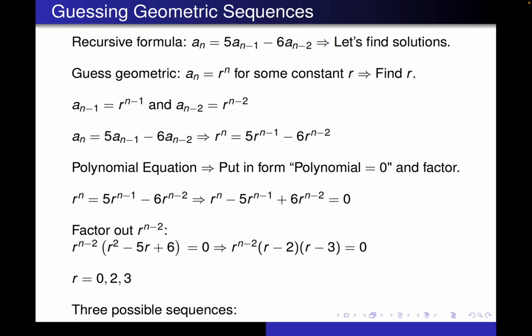Remember, our a_n was equal to r to the n, so we get 0 to the n, which is just 0. We get a_n equals 2 to the n, and then we get a_n equals 3 to the n.